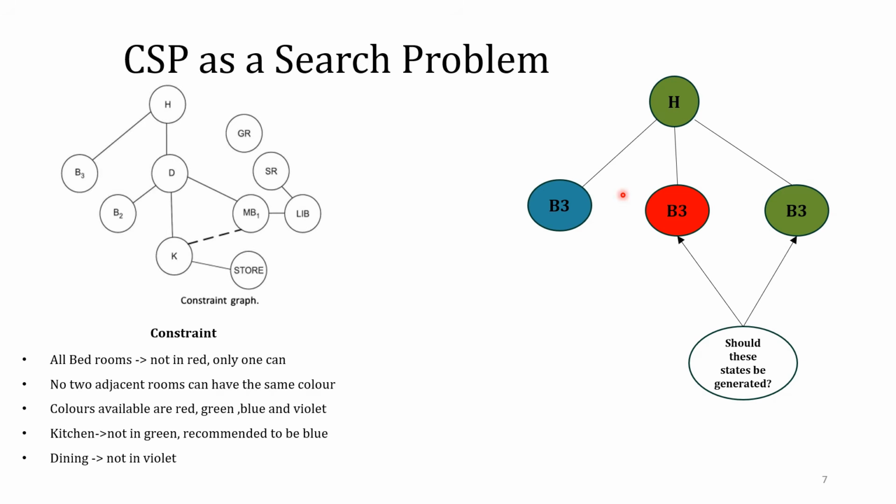Moreover, this B3 is a bedroom. It's already a constraint that it's not in red, only one can be. So why do we prefer red at the very beginning itself? So the question is whether these states are to be generated. So this is a question. Of course, it's not required.